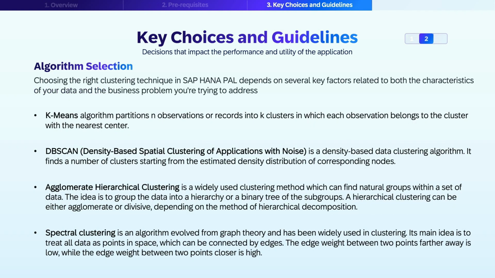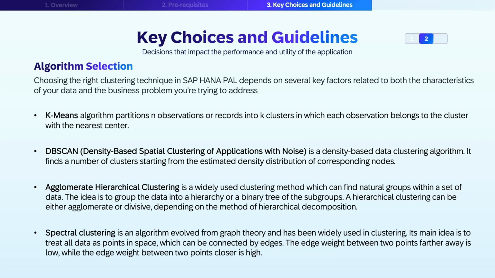Choosing the right clustering model in SAP HANA Predictive Analysis Library depends on several key factors related to both the characteristics of your data and the business problems you're trying to address. Some of the commonly used algorithms are as follows. K-means algorithm partitions observations or records into clusters in which each observation belongs to the cluster with the nearest center.